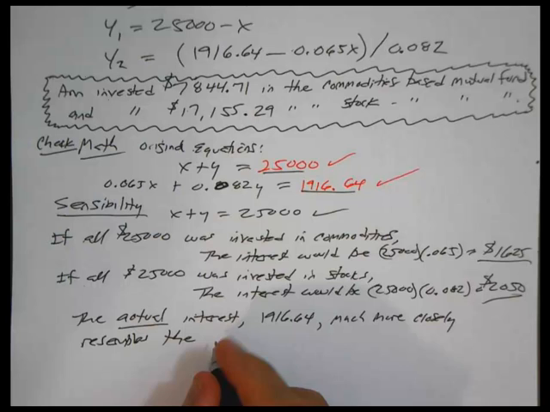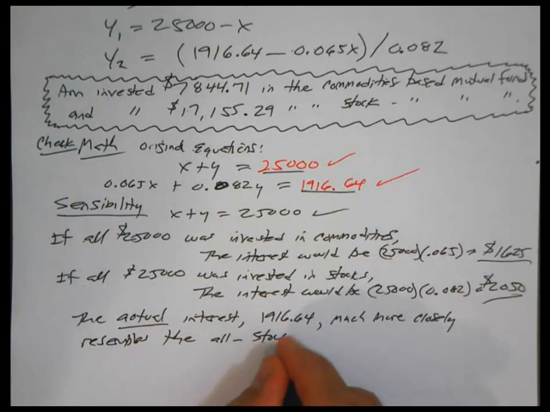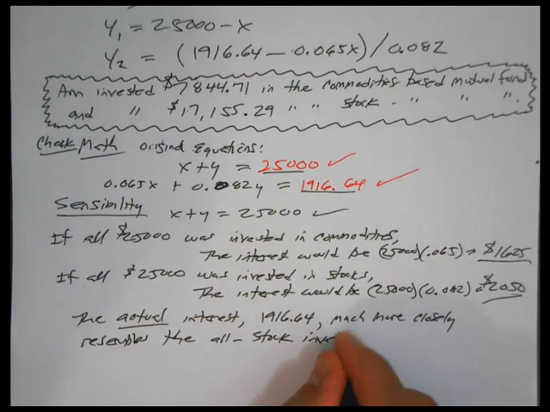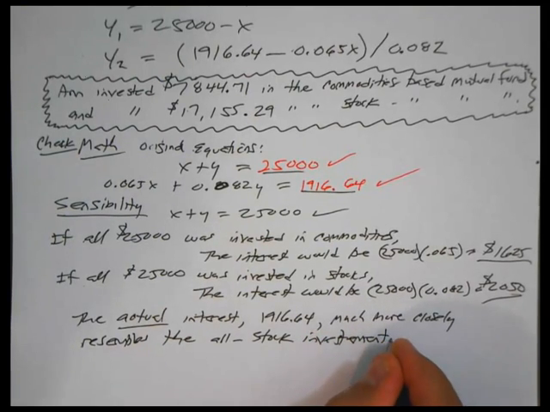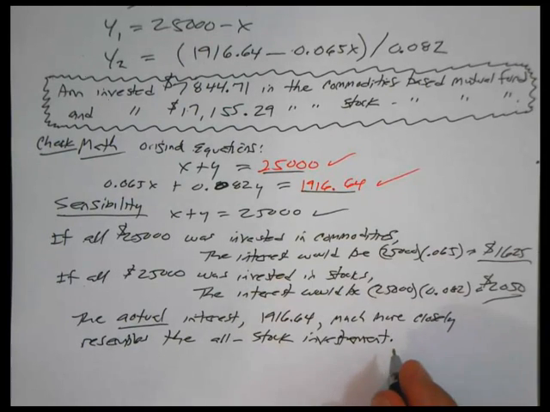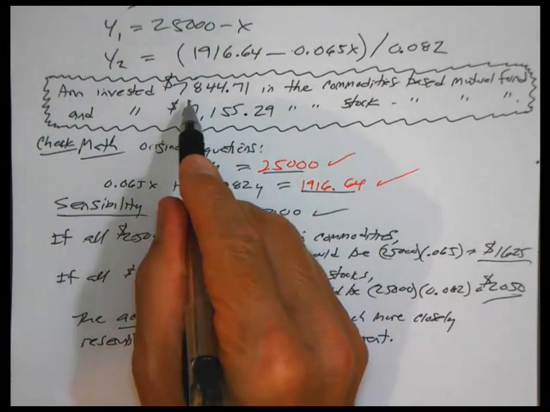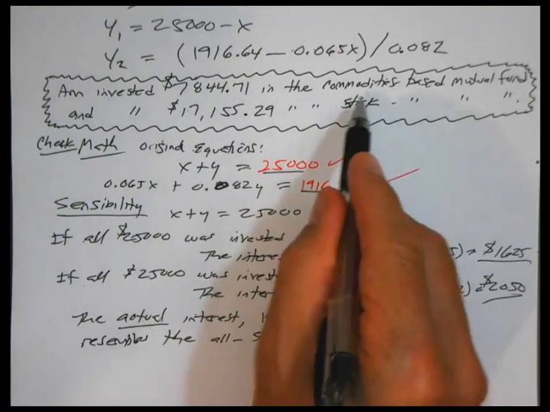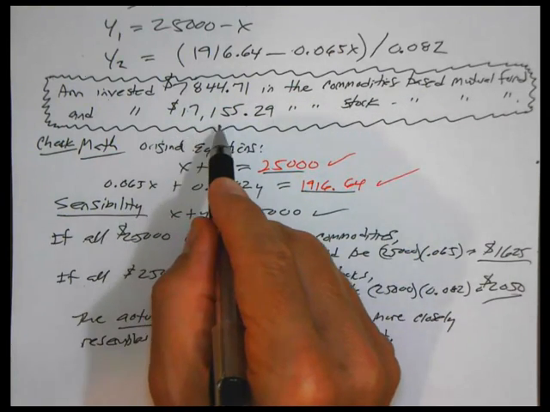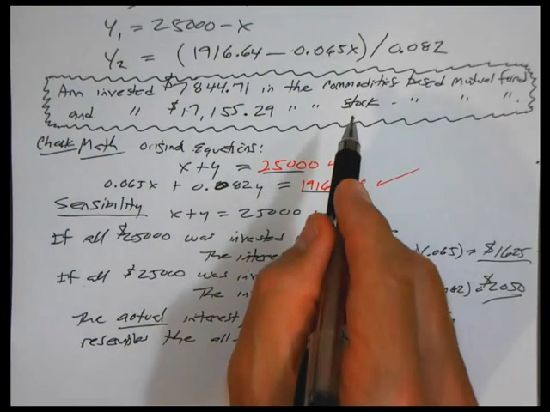So the actual interest much more closely resembles the all stocks investment. And since this is the case, we expect much more of Ann's investment to be put into the stock fund. Look back at our actual answer. Well, 7,800 or so in the commodities, 17,000 plus in the stocks. That is indeed the case.